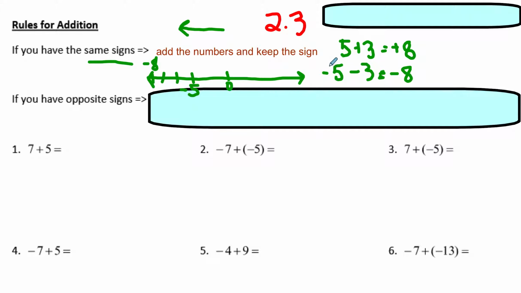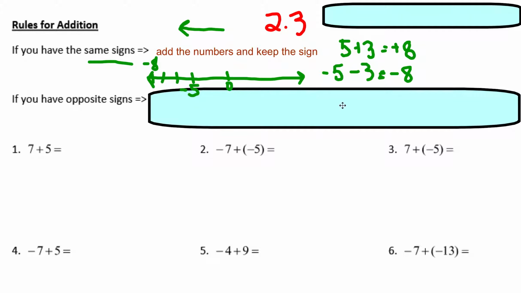This idea that when I am subtracting anything, I'm going to the left on a number line. This is a visual picture of what we're doing. And so the easy rule to remember is that I can just add the two numbers together and that becomes 8, but I keep the sign. That's when they have the same sign.